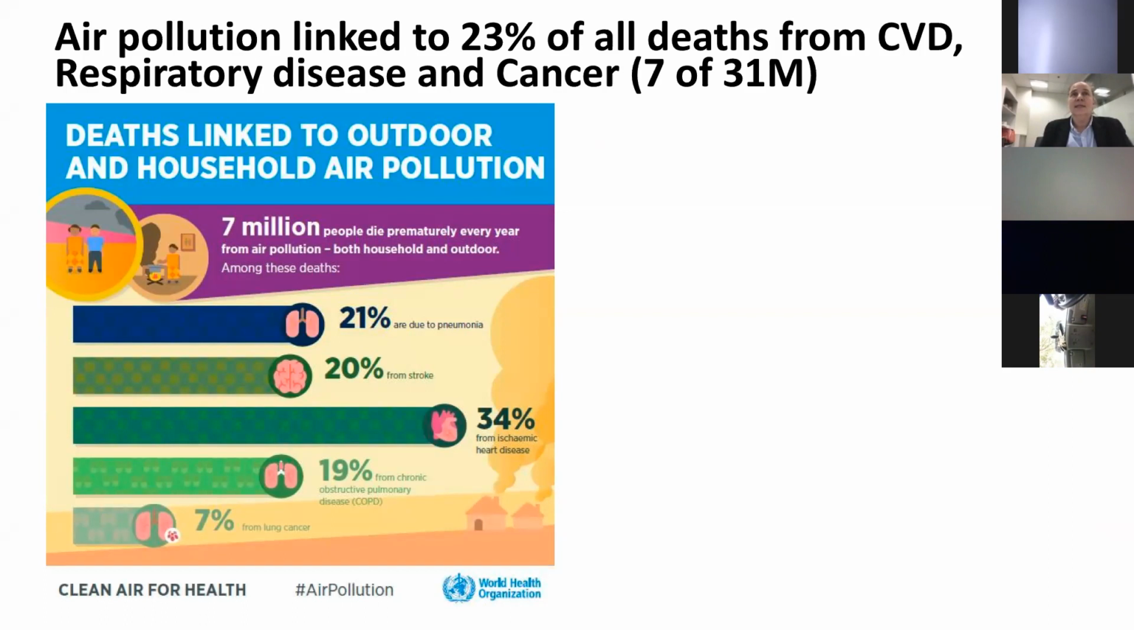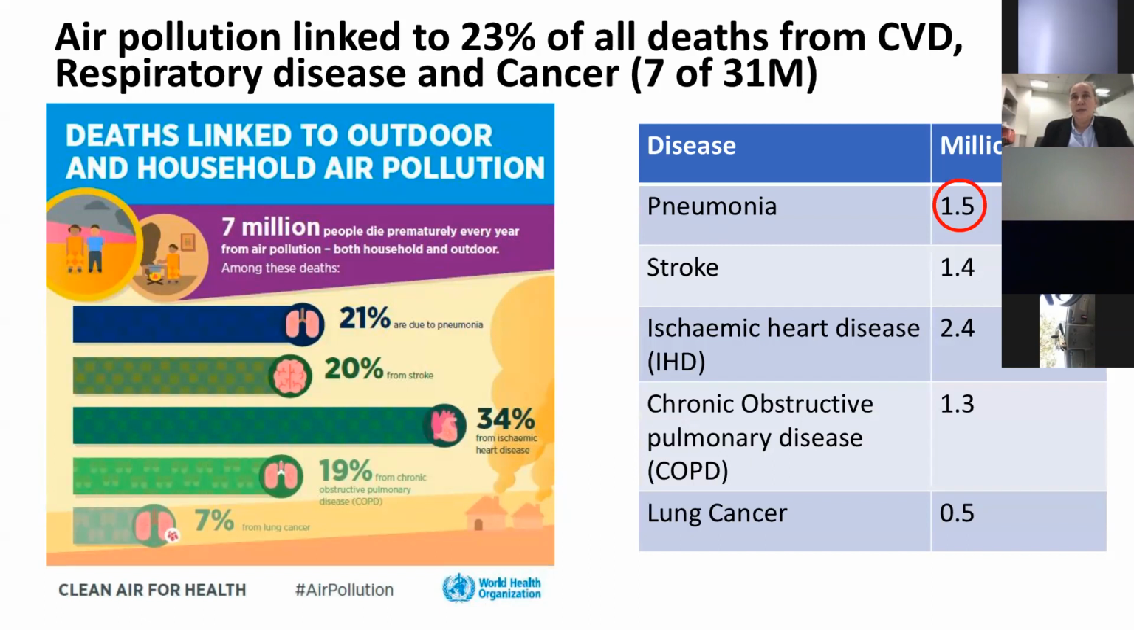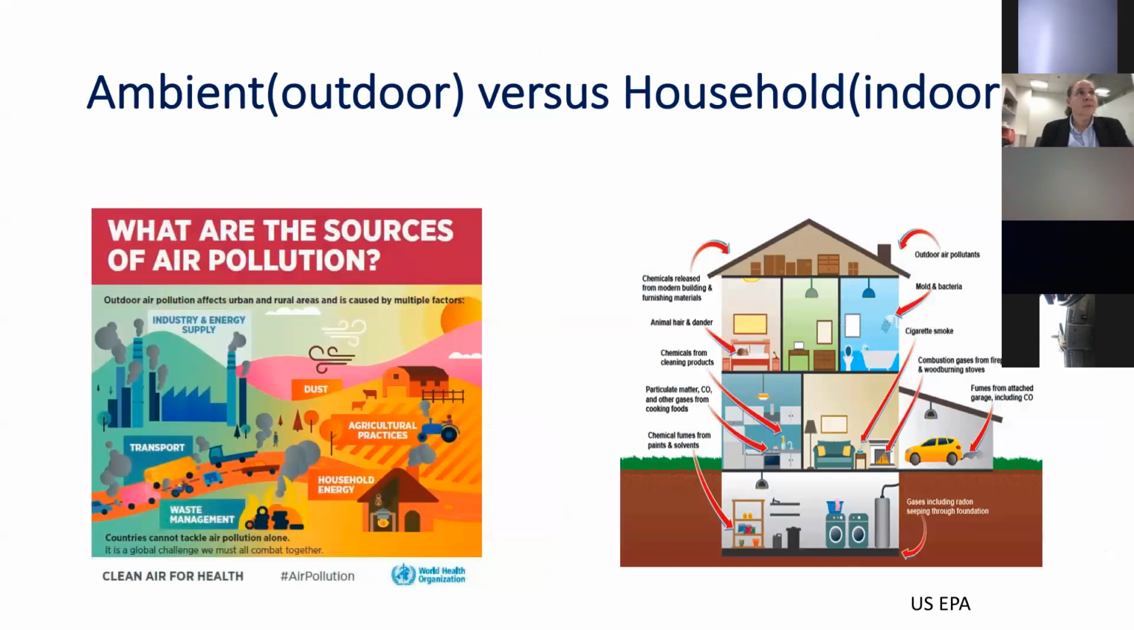In numbers, that equates to 1.5 million dying annually from air pollution-related pneumonia, 1.4 million from stroke related to air pollution, 2.4 million annually from ischemic heart disease related to air pollution, COPD 1.3 million, and lung cancer 500,000. It's a huge number of deaths. You may have noticed in the previous graphic that they were talking about all sources of air pollution. Generally, we think of air pollution as outdoor, but in fact, there are two very distinct air pollution environments that we exist in: ambient or outdoor air pollution and household or indoor air pollution.